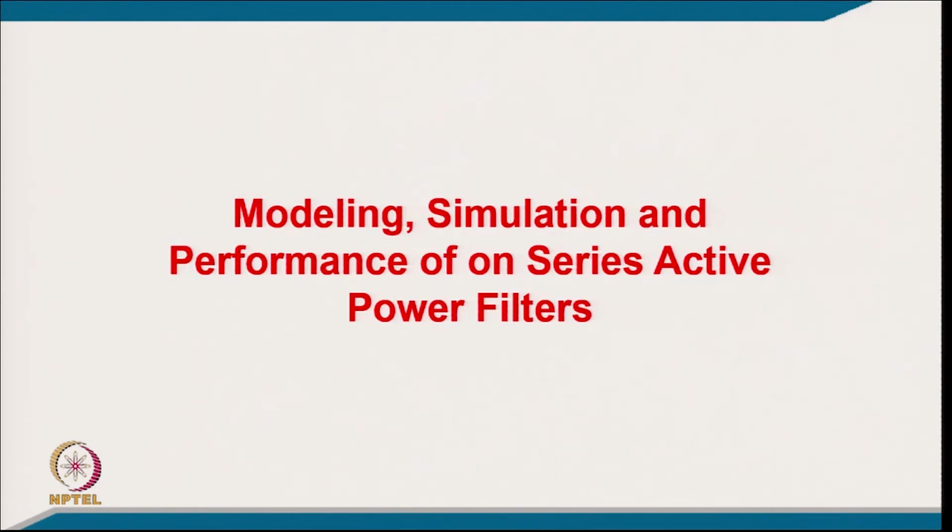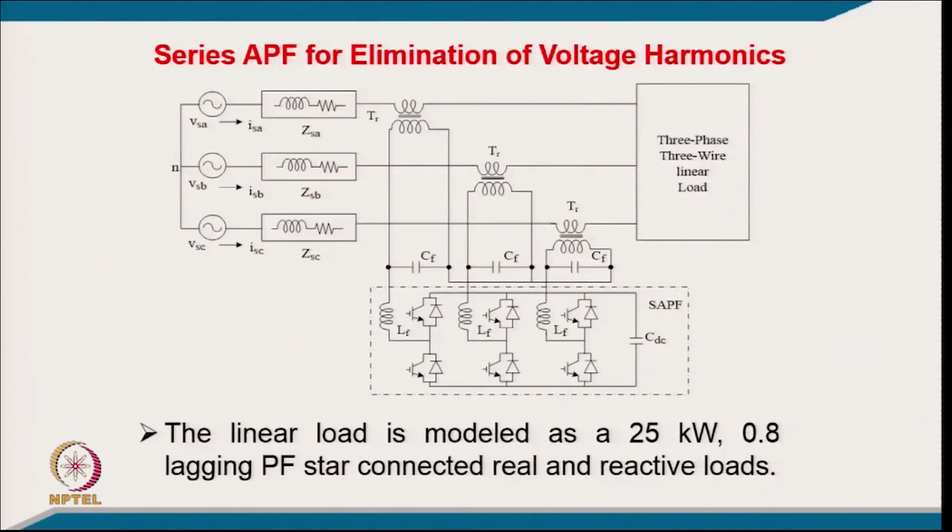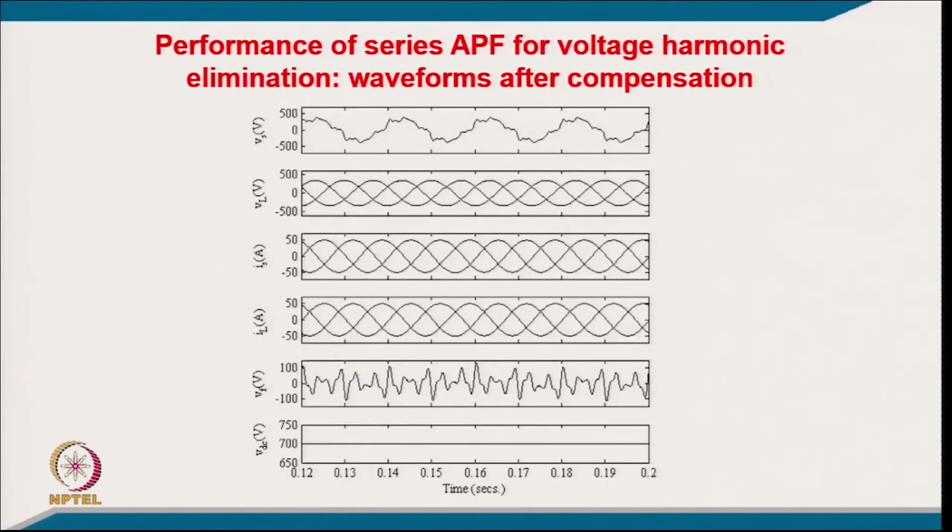So, coming now to modeling, simulation and performance of the series active power filter. This is the circuit of the 3-phase 3-wire series active filter, and we have a load here. A linear load is modeled as a 25 kilowatt, 0.8 lagging power factor, star connected real and reactive load, and the supply voltages are distorted. I mean, we are just putting in a bad supply voltage to check the performance of the series active filter for voltage harmonic elimination and the waveform after compensation.